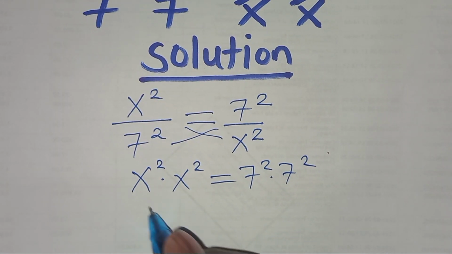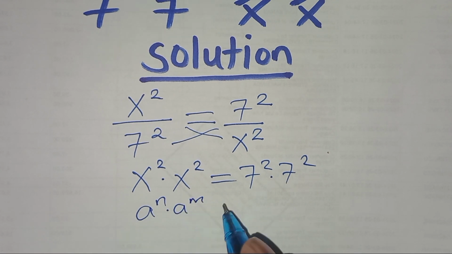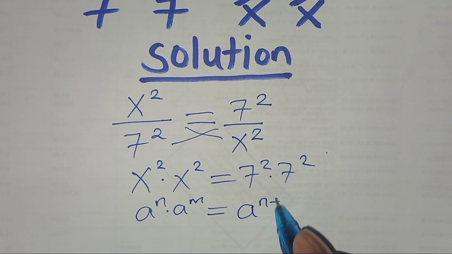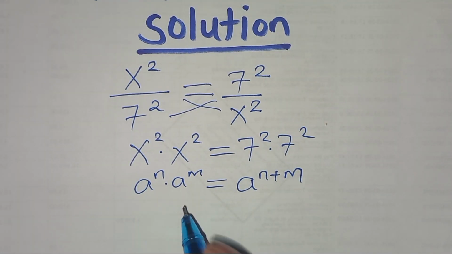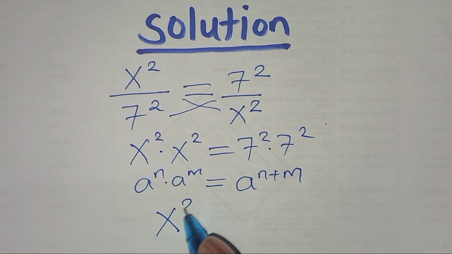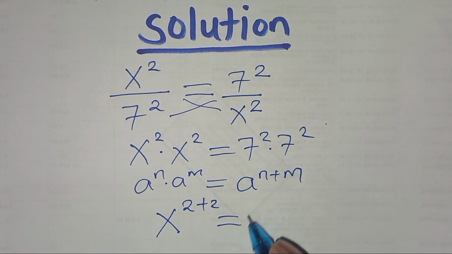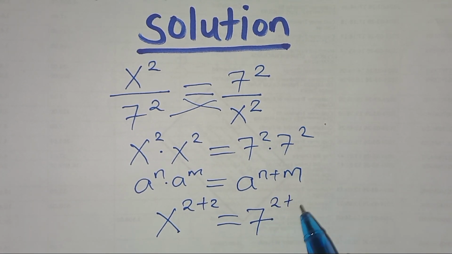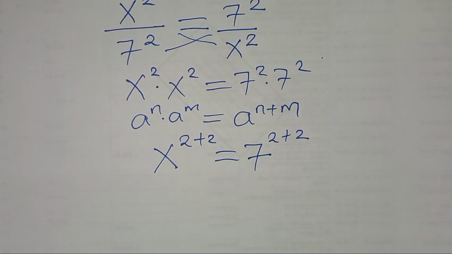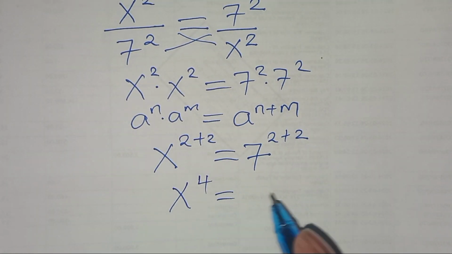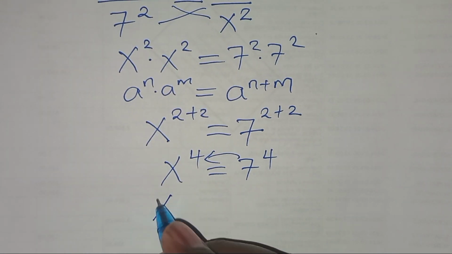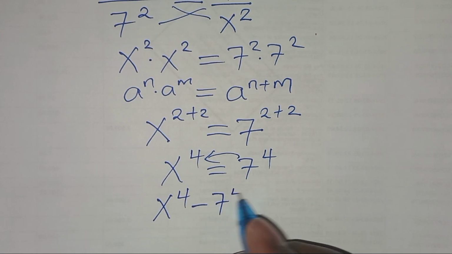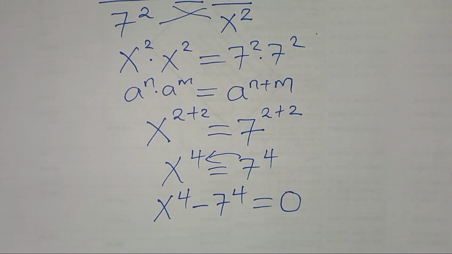So this is actually in the form of 8 to power n times 8 to power m, which you can express as 8 to power n plus m. So applying this exponent property, we'll have x to power 2 plus 2, which is equal to 7 to power 2 plus 2. So here we have x to power 4 equal to 7 to power 4. So let's take 7 to power 4 on the left-hand side, so that here we have x to power 4 subtract 7 to power 4 equal to 0.